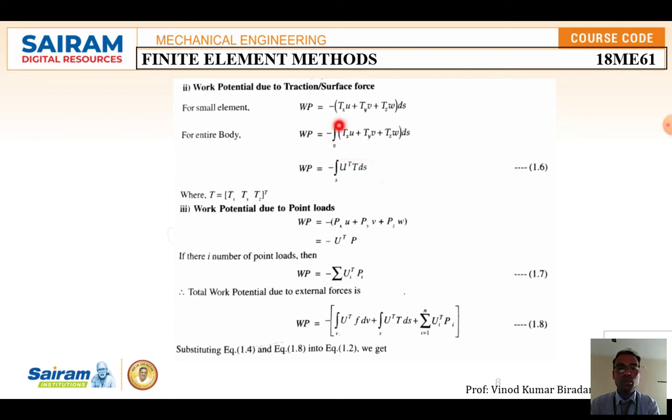Again, the total work potential, just to remodify: the work potential is equal to minus the integration over S of U of t transpose T dS. Here T stands for the traction of surface force, and dS is the change in surface. Give this equation number 2. This is due to surface force.